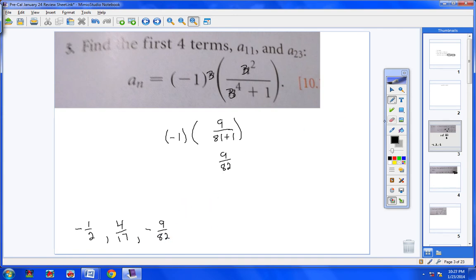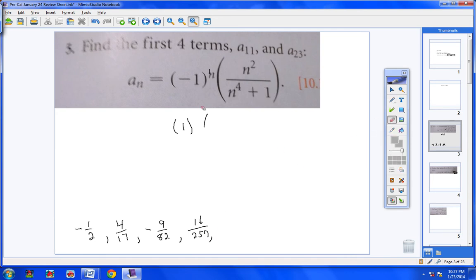And then let's take a look and see if we can quickly find the fourth term. And you would put a 4 here, and a 4 here, and a 4 here. All right, so negative 1 to the 4th power would be a positive 1. 4 squared would be 16. 4 to the 4th power would be 256, plus 1, of course, because I have a plus 1 right here. And that would give me 16 over 257 times 1, which is 16 over 257. So there we found the first 4 terms.